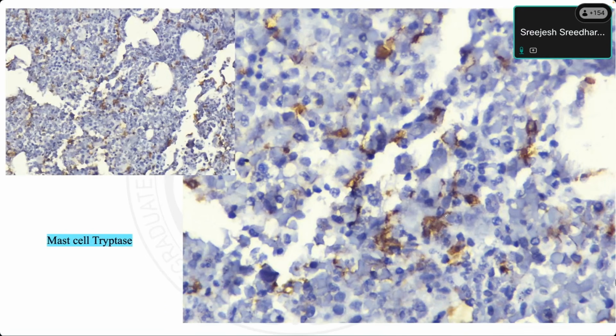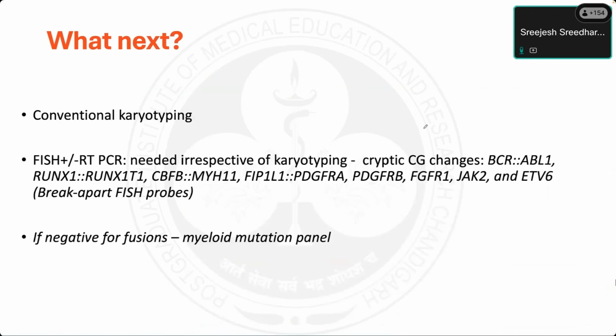Okay. So we did IHC. There were no abnormal B or T cells. The mast cells were subtly increased. The next step is to do cytogenetics. Conventional karyotyping is part of the process. We have to do it to look for various cytogenetic abnormalities. Irrespective of conventional karyotyping, we should always look for these abnormalities: BCR-ABL, RUNX1-RUNX1T1, core binding factor MYH11, FIP1L1-PDGFRA, PDGFRB. This is because the majority of these abnormalities are cryptic and fail to be detected by conventional karyotyping.